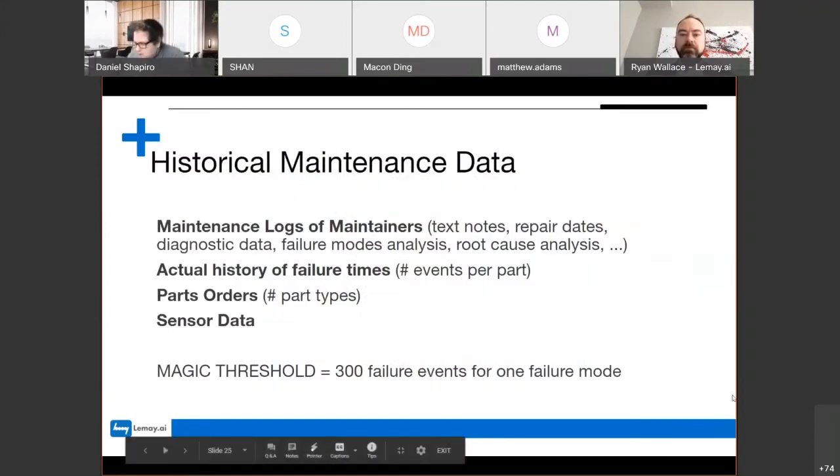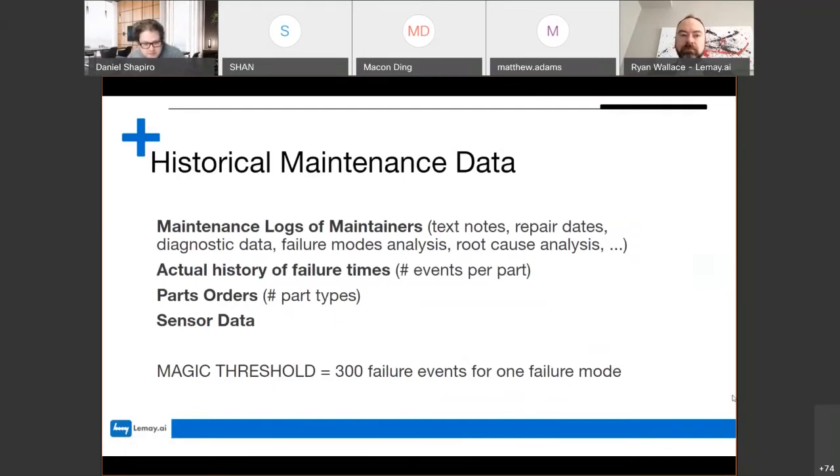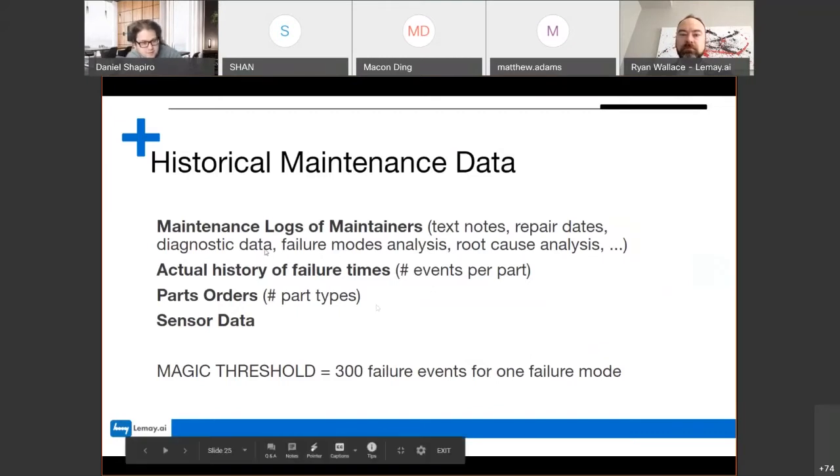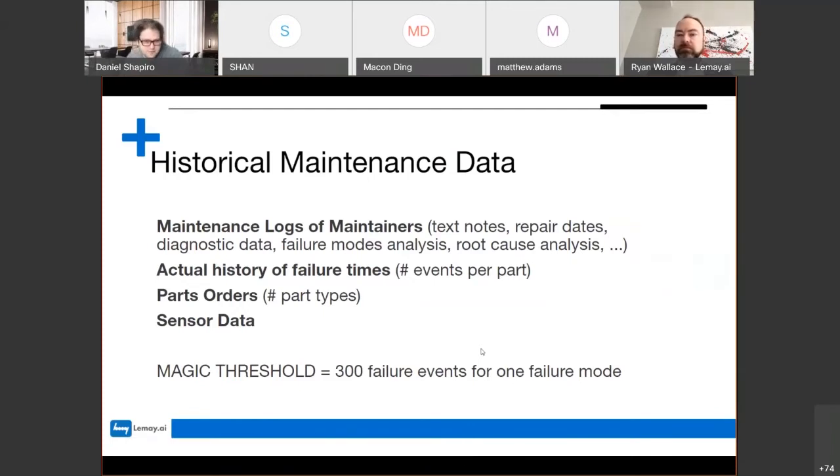And so what we're going to do is fly through some examples of data and some advice on data. Particularly, we're talking about maintenance logs from maintainers, which tend to contain a bunch of text. You've got the failure history over time, and there are a lot of different parts. They each have their own failure history. You've got parts orders, so going into the purchasing system and asking, what did I buy and when did I buy it? And also sensor data. And as we'll see, these systems tend to aggregate lots of sensor data.